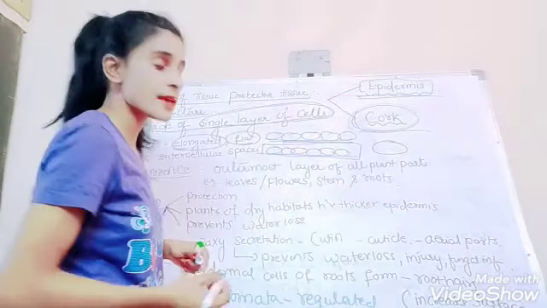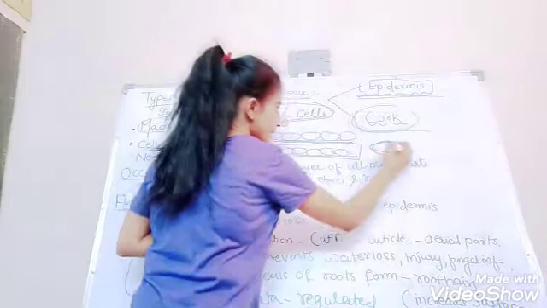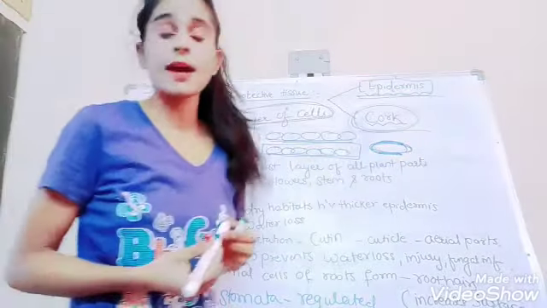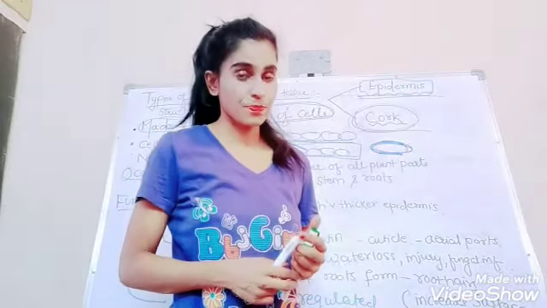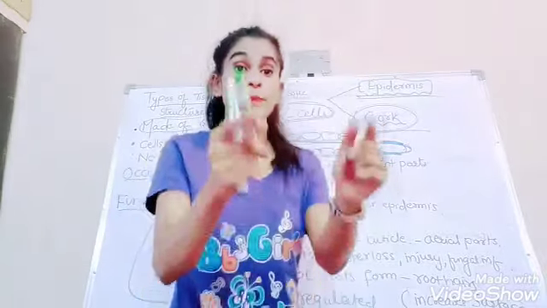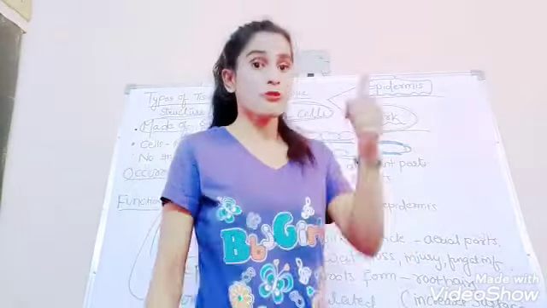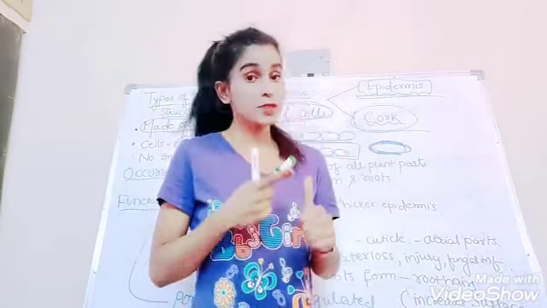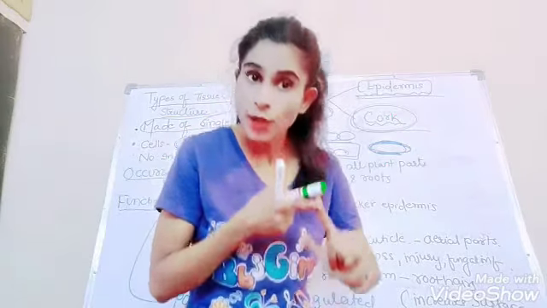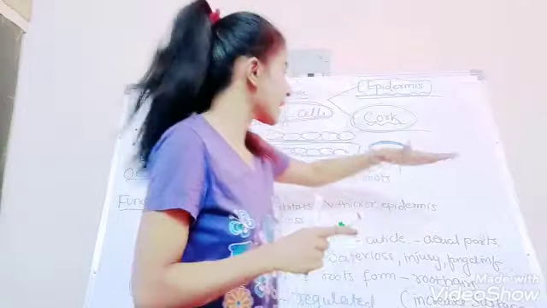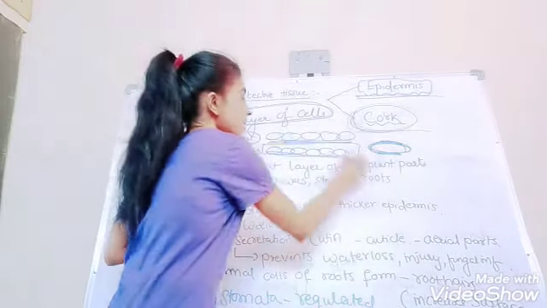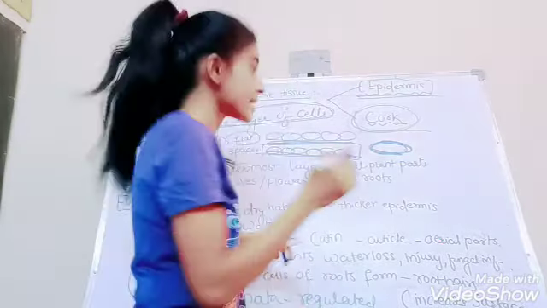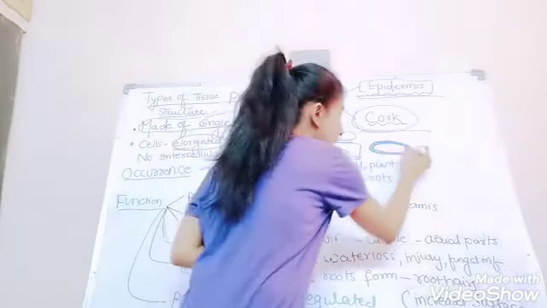Yes, the cells are elongated and flat in structure. So what is the structure of epidermal cells or epidermal tissue? First point, the first thing, it provides protection. It consists of a single layer of cells. And how are the cells? The cells are elongated and flat in shape.